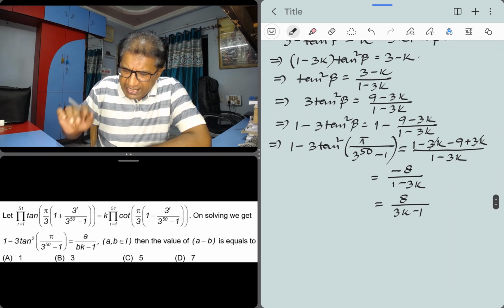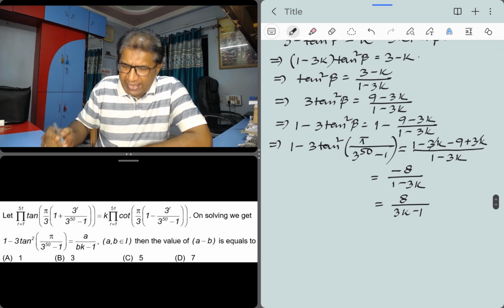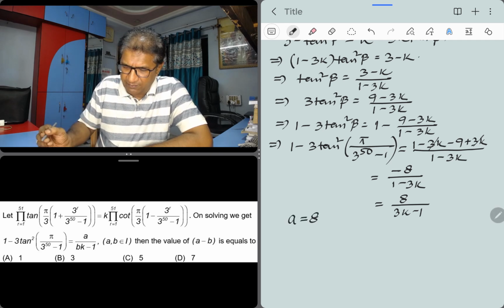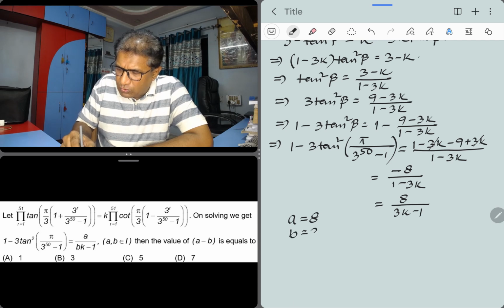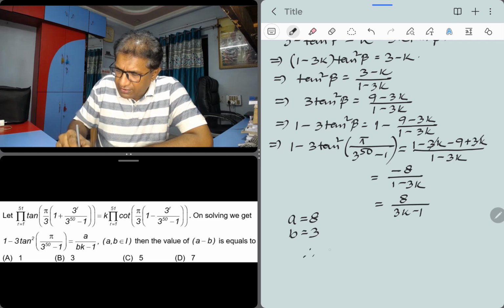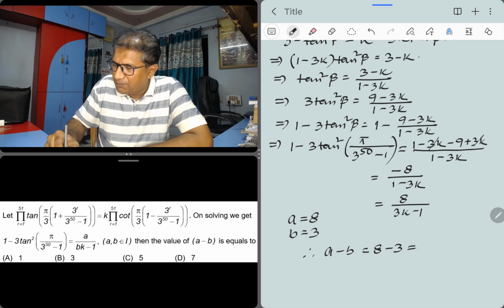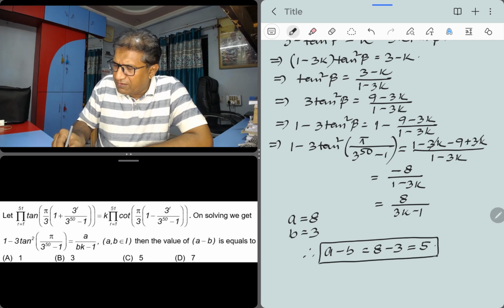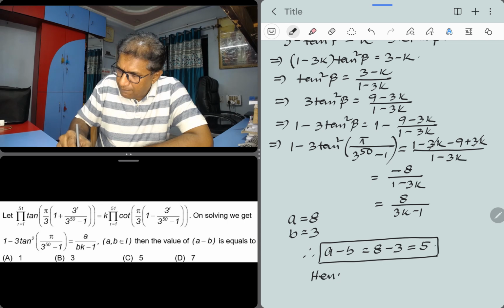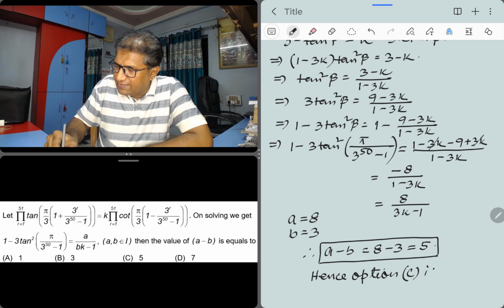Now, if you look at it carefully and compare, we can easily see that your A is coming to 8 and B is coming to 3. Therefore, your A minus B will be 8 minus 3, which is nothing but 5. Therefore, the required value of A minus B is 5. Hence, option C is correct.